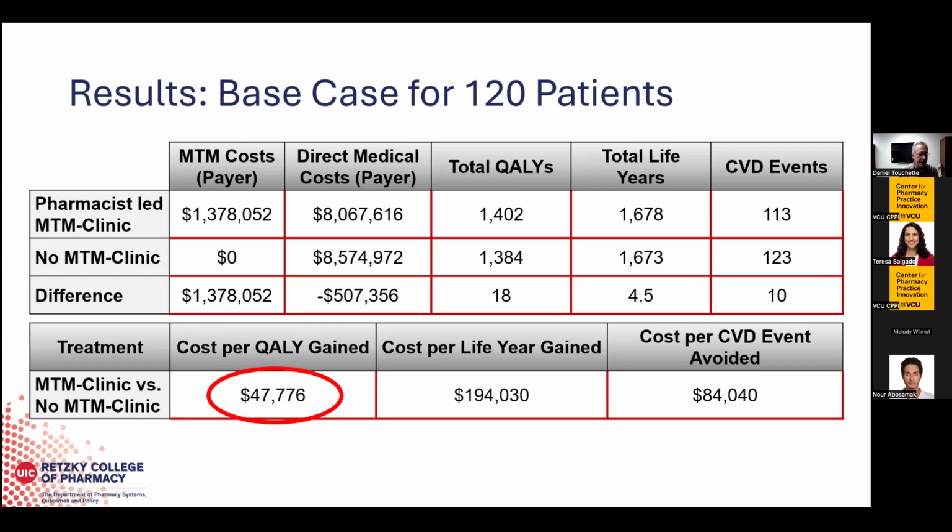But what we saw in the end was the cost per quality gained for the MTM clinic versus no MTM clinic was almost $48,000 per quality gained, which actually was well below the threshold values that we were expecting of 100,000 or 150,000 per quality gained.